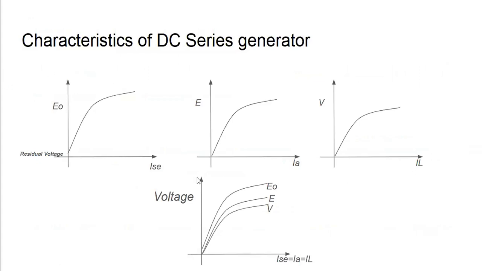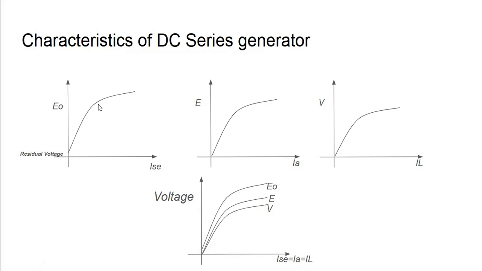Now, these are all the characteristics drawn for the DC series generator. The first plot is nothing but the no load EMF, which is plotted against the field current. Field current here is nothing but the ISC, that is the series field current. So we all know that the flux is plotted between E0 and ISC. E0 is directly proportional to phi. So your E will be increasing in a linear fashion until saturation.